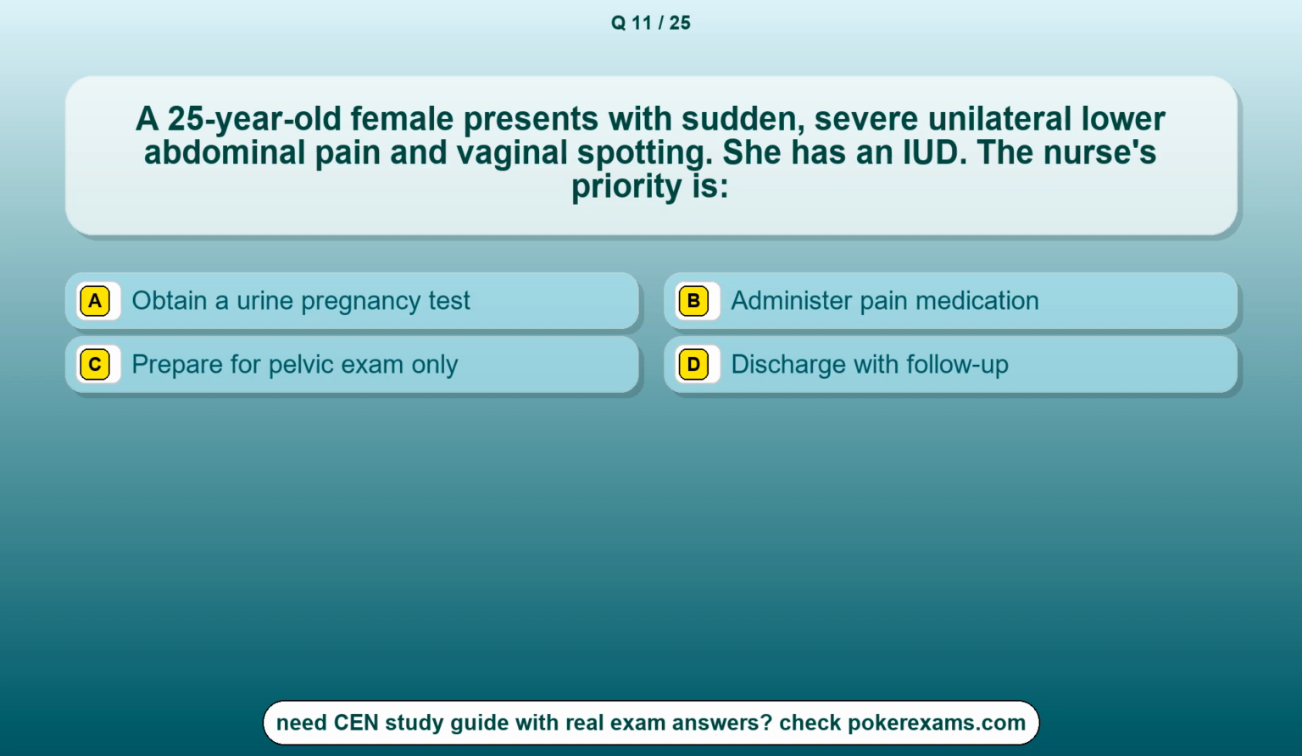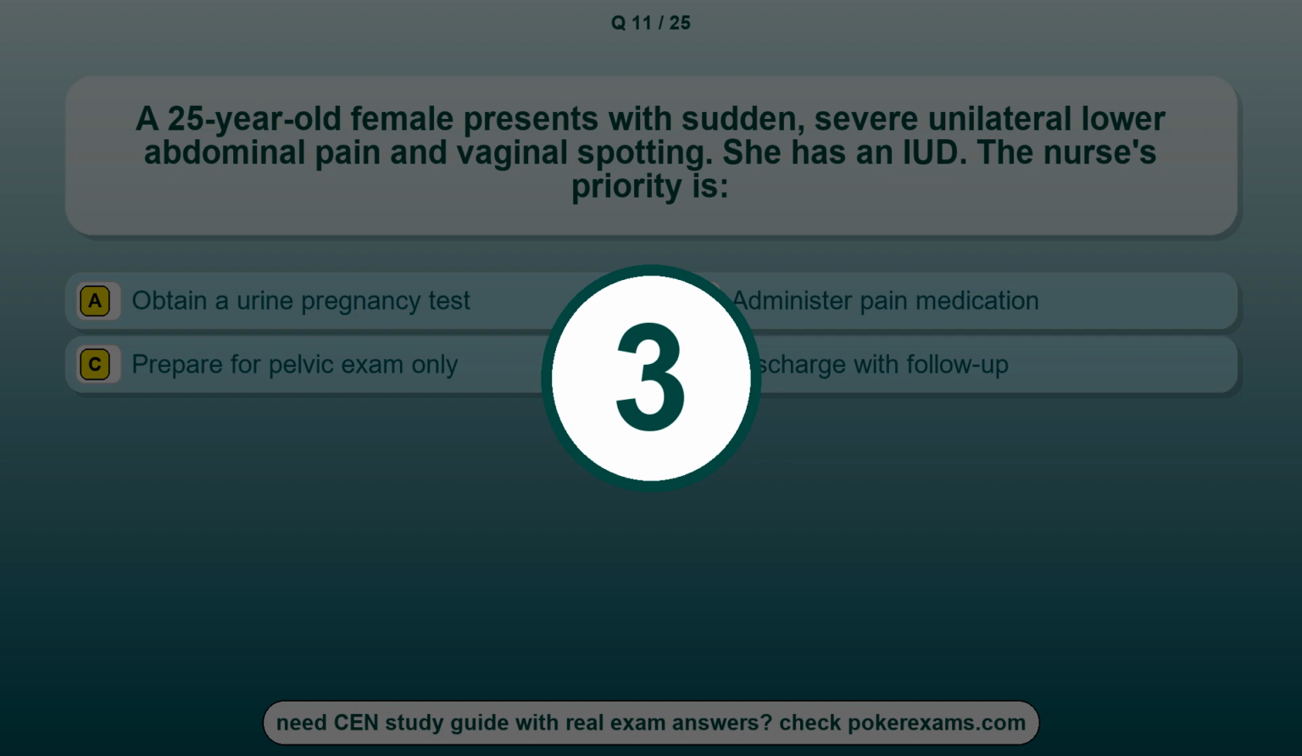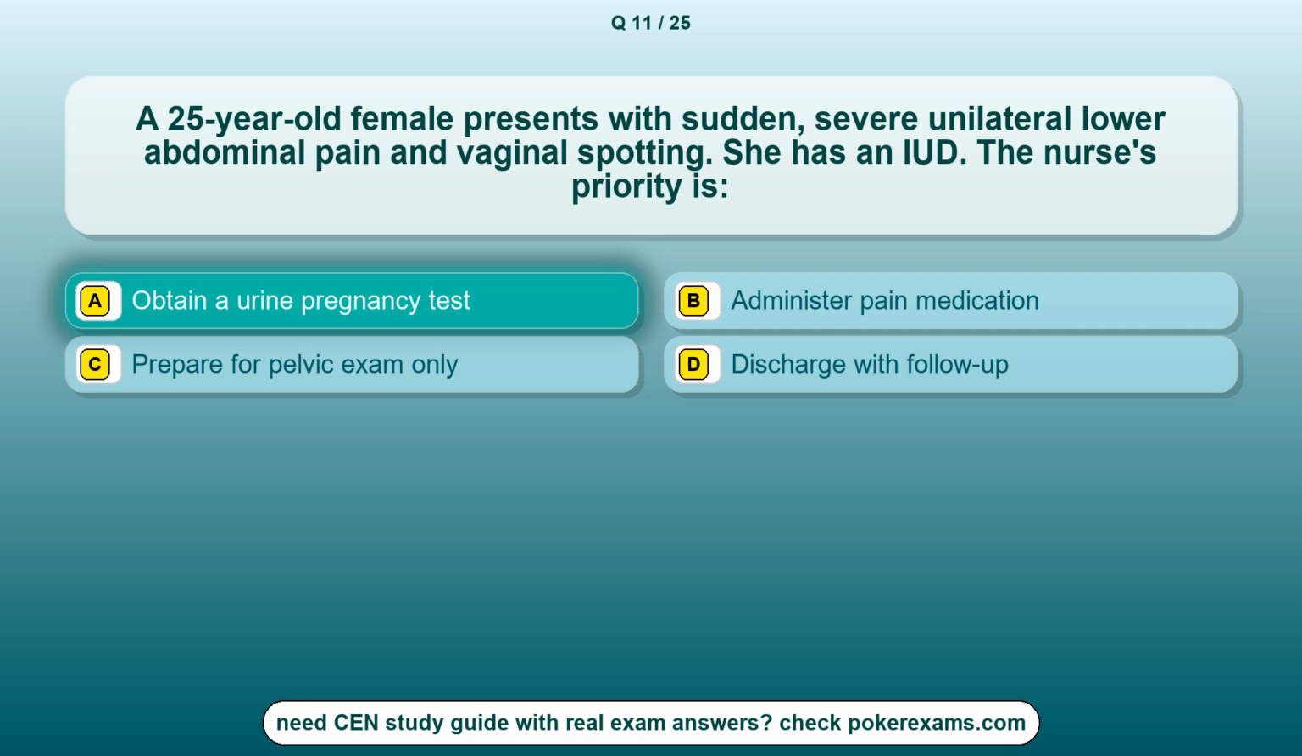Question 11. A 25-year-old female presents with sudden, severe unilateral lower abdominal pain and vaginal spotting. She has an IUD. The nurse's priority is: Option A, obtain a urine pregnancy test. Option B, administer pain medication. Option C, prepare for pelvic exam only. Option D, discharge with follow-up. The correct answer is option A, obtain a urine pregnancy test.